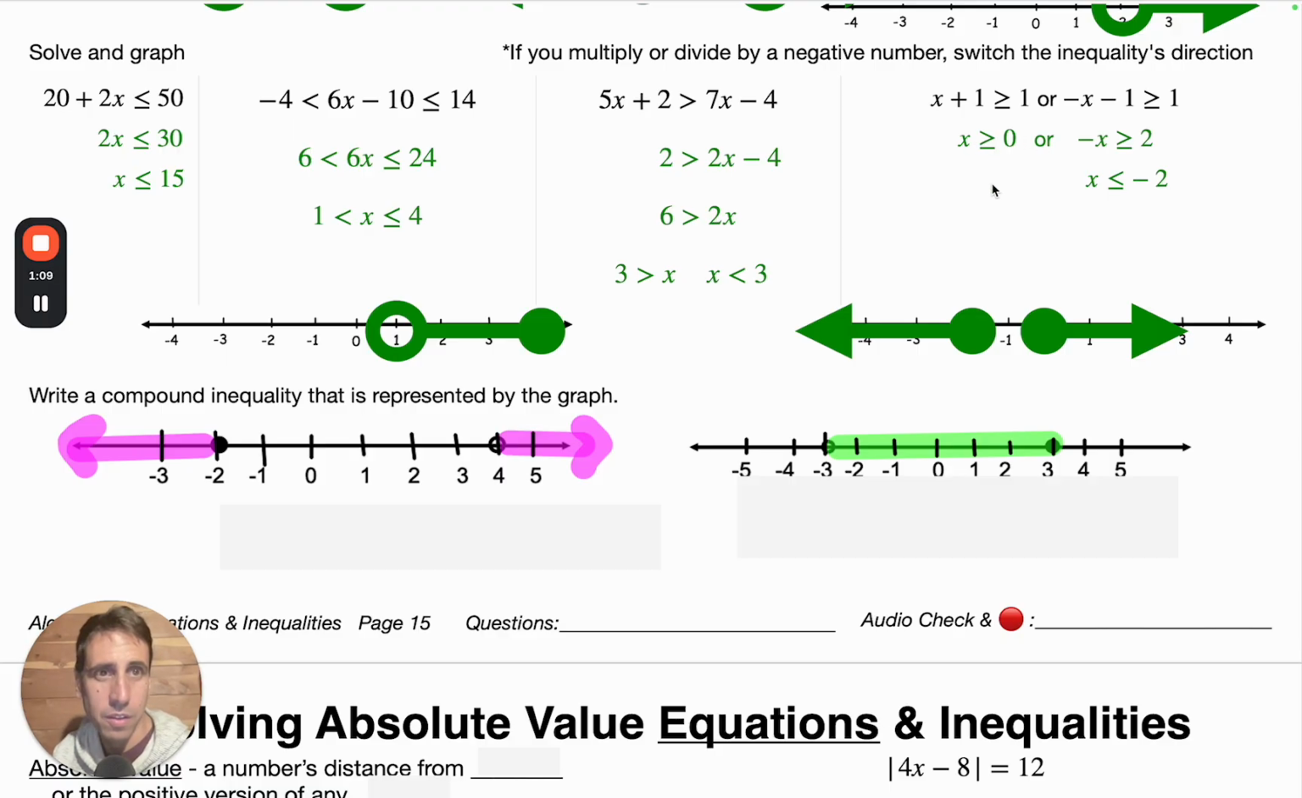This is x is greater than or equal to 0. Solid dot on the 0, shading to the right. Solid dot on the negative 2, shading to the left. This is all the numbers on the number line except the ones that are not shaded, which are right here.